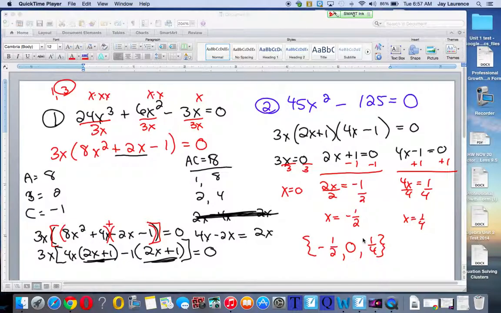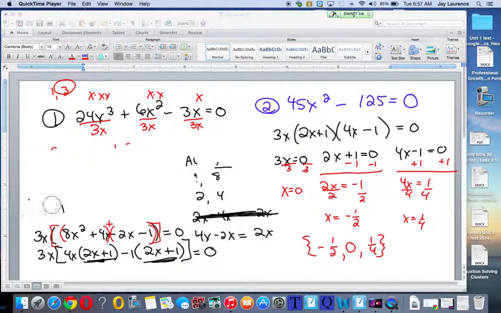And there you go. Okay, so yeah, the problem takes a little longer. Why? Because there's more than one type of factoring going on.